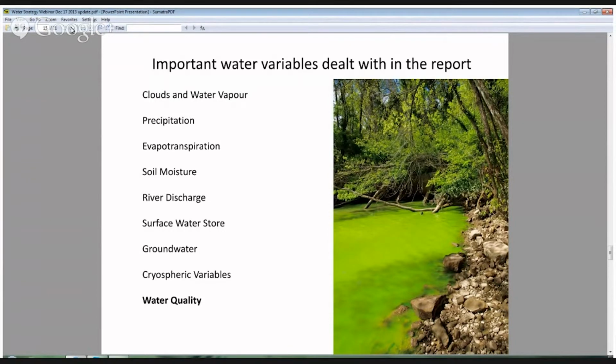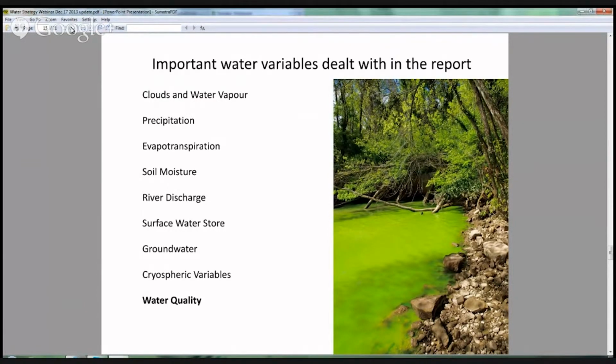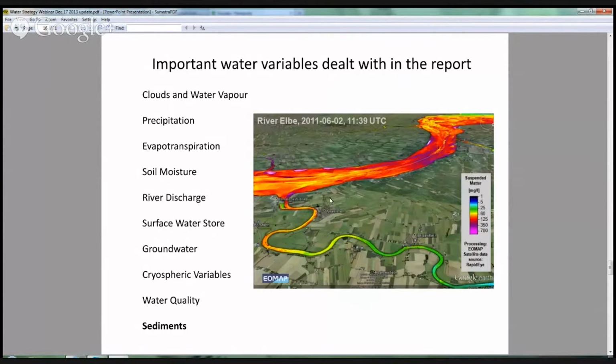It's not a replacement for in situ measurements, it's a supplement to in situ measurements. Sediments can also be measured. This shows estimates of sediment concentration on the River Elbe, measured by a mission that the German Space Agency has, and one can identify where there are high sediment fluxes in rivers through the application of this technology.